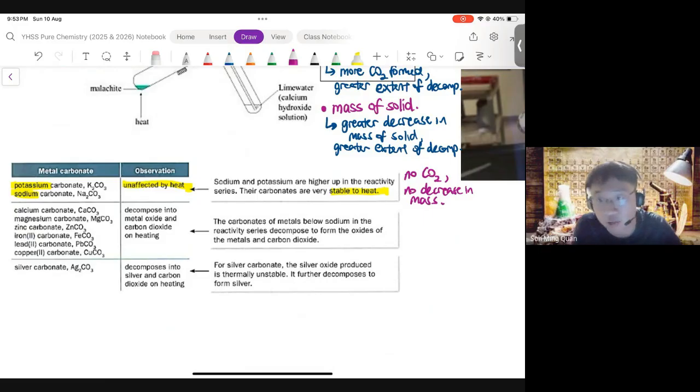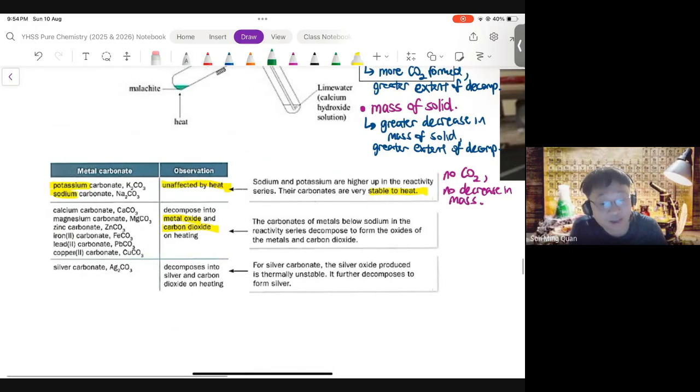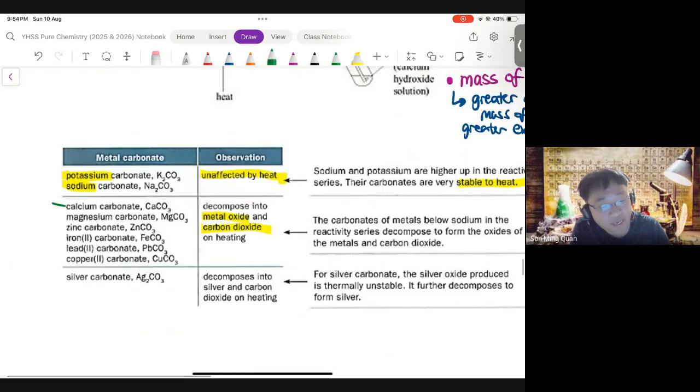Now we move on to those below them: calcium carbonate, magnesium carbonate, and so on. These can decompose. And when they do decompose, they form the oxide. So zinc carbonate decomposes to form zinc oxide and carbon dioxide. So they do produce CO2 and they do decrease in mass. But is there going to be a difference? There is. Calcium needs the highest temperature to decompose because calcium is the most reactive of this list. So even though calcium carbonate is able to decompose, it needs the highest temperature to do so.